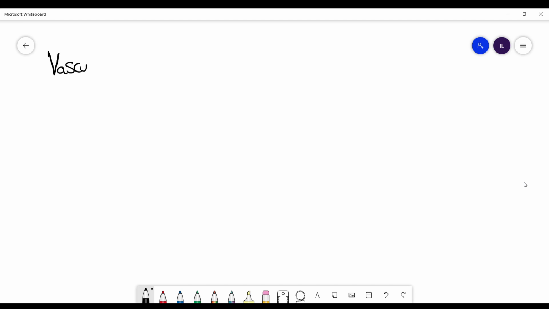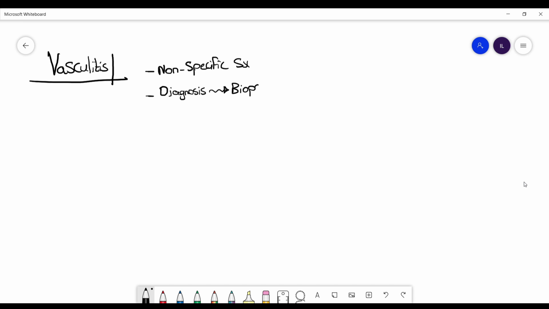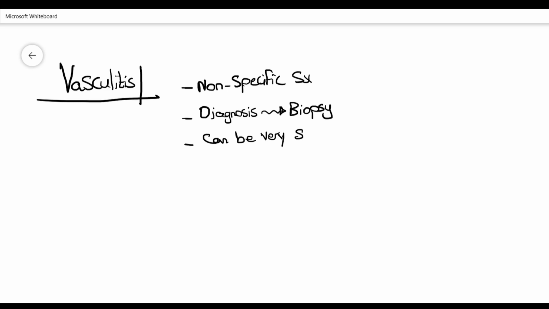So vasculitis is one of the diseases that is difficult to diagnose and to think about. The reason is patients present with non-specific symptoms, and sometimes you would be required to rule out other diseases before saying, well, this patient might have vasculitis. Diagnosis can oftentimes need expensive modalities like MRA, for example. Sometimes you require more invasive modalities like doing a biopsy. And the last thing is, these patients can be very sick, and that also puts pressure on the physician when they try to diagnose vasculitis.